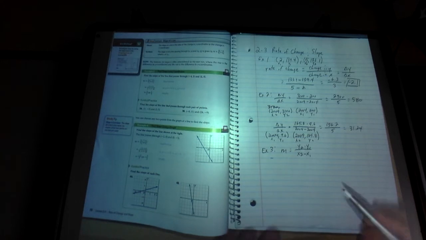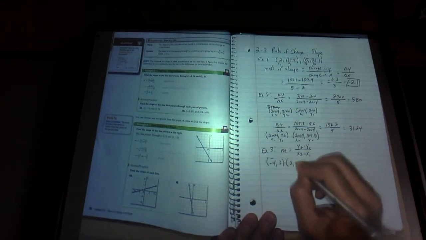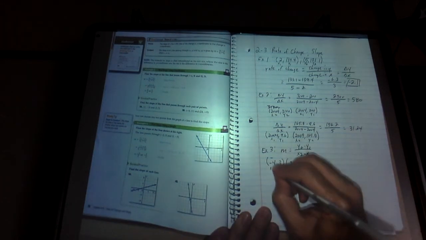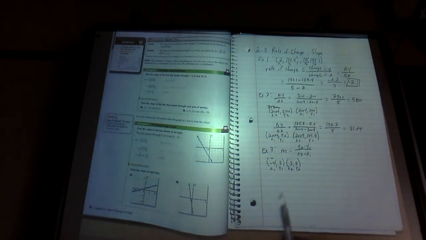All right, example 3 says this. Find the slope of the line that passes through the points -4, 3, and 2, 5. All right? So let's just plug it in and solve it. If you want to label these, we can call this x1 and y1, x2 and y2. You can call this x2, y2, and this x1, y1. Just be consistent. Find a pattern that's right and do it.